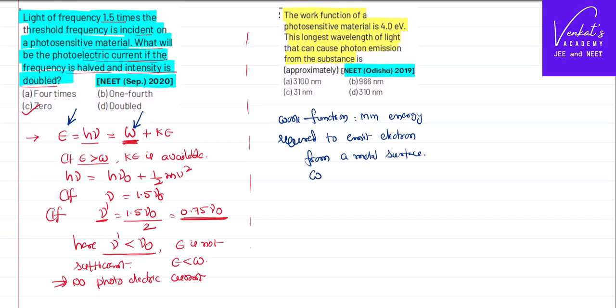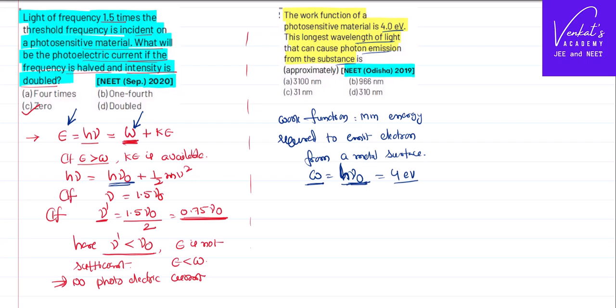So work function is, as we have written earlier also, h nu naught, where nu naught is called the threshold frequency. That's the minimum frequency, right? So if the incident frequency is less than the threshold frequency, incident energy is less than work function, and there is no photoelectric effect. This work function is given in the problem as 4 electron volts. Then what is the longest wavelength of light that can be used for this photoelectric emission?